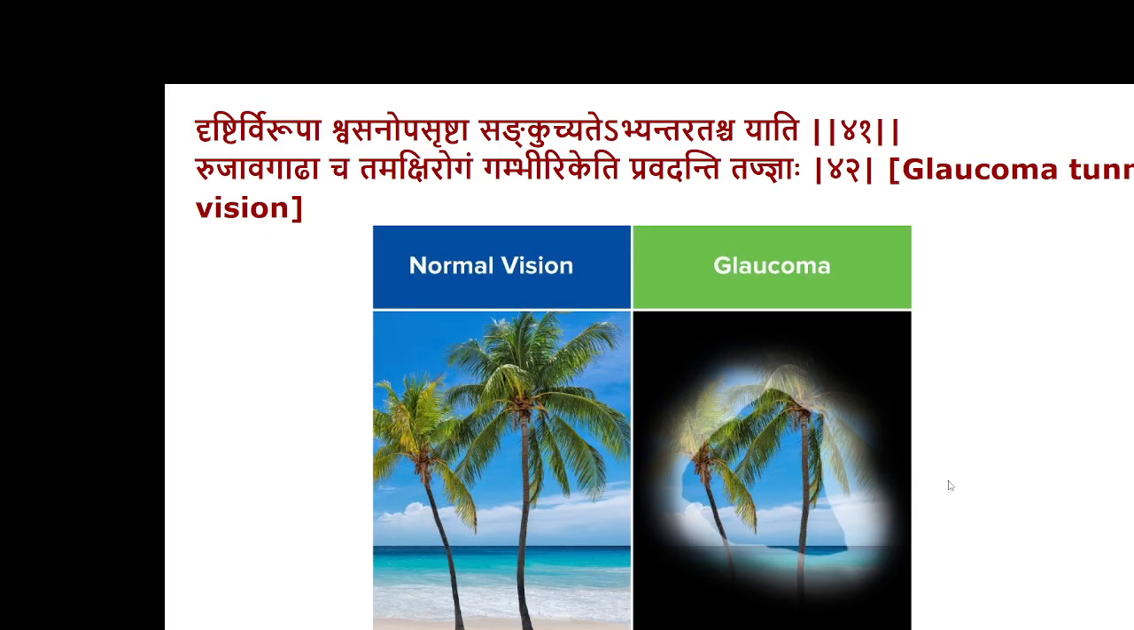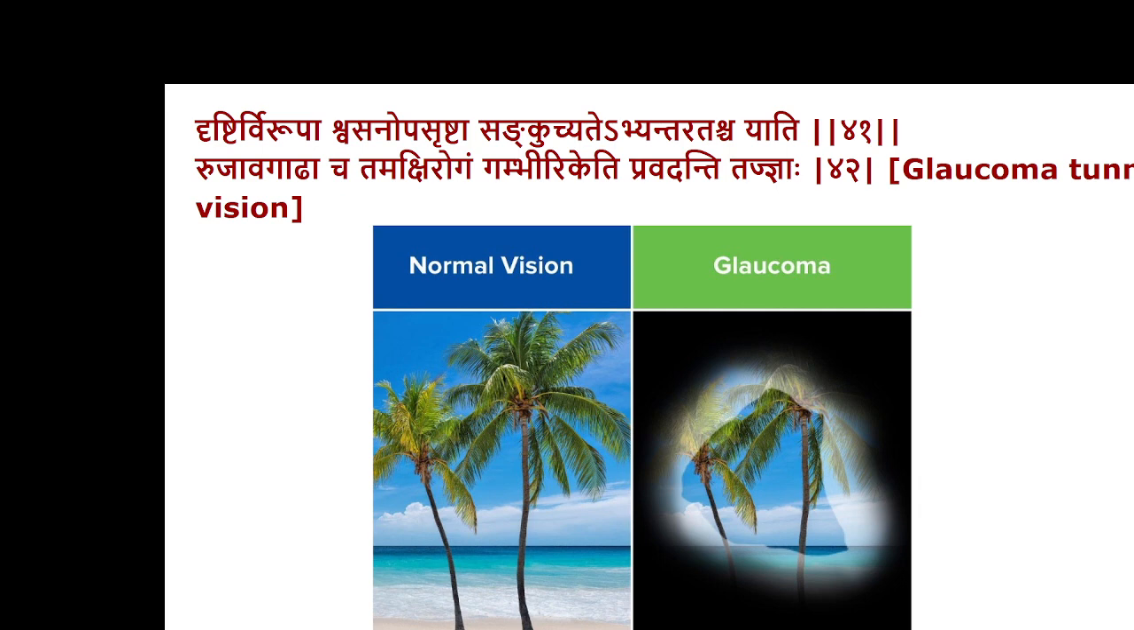Then comes the Gambhirika. Drishti Rupa Shoshanopasista Sankuchyate Abhyantara Dasyati Rujavagada Tamakshirogam Gambhirika Iti Pravalita Jnaha. Gambhirika is a disease where the patient's vision is reduced, the field of vision is reduced, Sankuchyati, it becomes constricted, and it looks like some of the objects in the field area may be deformed, blunt as such. That condition is Gambhirika. Now, these symptoms are named as tunnel vision, mostly seen in glaucoma.